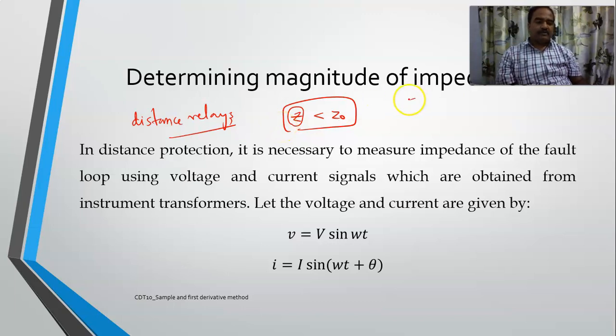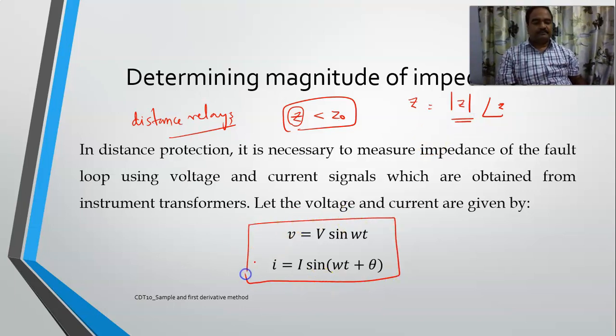In impedance, we do have two things. One is the magnitude of impedance, the other one is the angle of impedance, right? So first of all, let us try to determine the magnitude of impedance. So I'll take two signals, one is V, the other one is I. I'll take these two as my signals, and I feel that there is a difference of theta phase angle between these two. I'll take them as Vm and Im, these represent the maximum values.